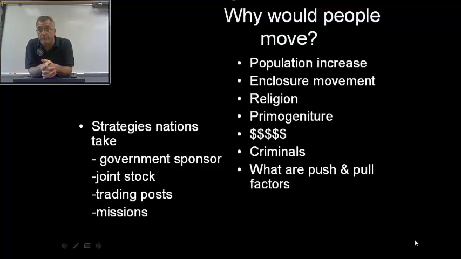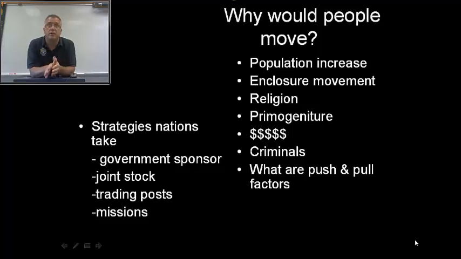Dollars motivate. Again, land is wealth, and if you can get yourself to the New World, there's a chance you're going to get at least 50 acres of land, which is a lot. So there's opportunity to be had here. Also a second chance for criminals. We'll talk about this specifically in Georgia for debtors. A place to start over and a second chance in life.